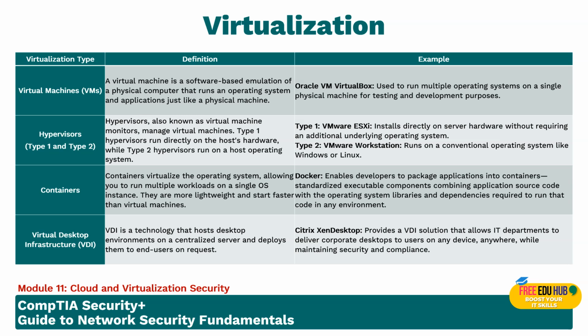A virtual machine is a software-based emulation of a physical computer that runs an operating system and applications, and it would be like a physical machine. So you might have used VMware Workstation or Oracle VirtualBox, which is used to run multiple operating systems on a single hardware or a single machine, but for testing purposes, etc.